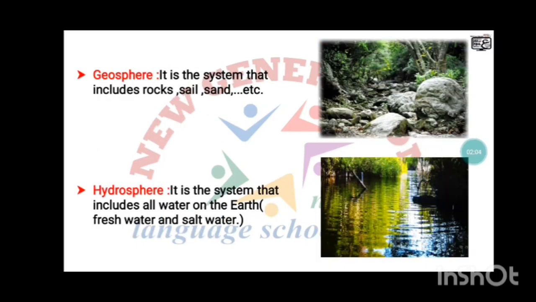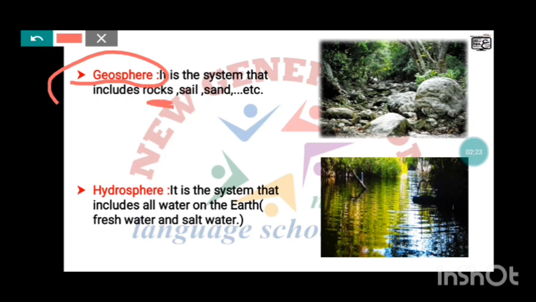Number three, geosphere. Geosphere is the system that includes rocks, soil, and sand.